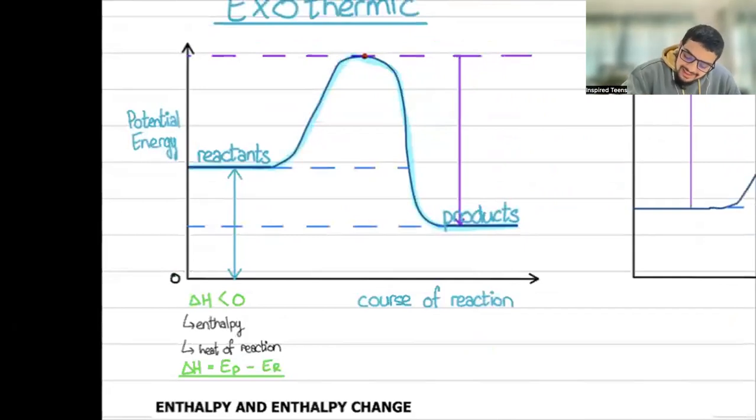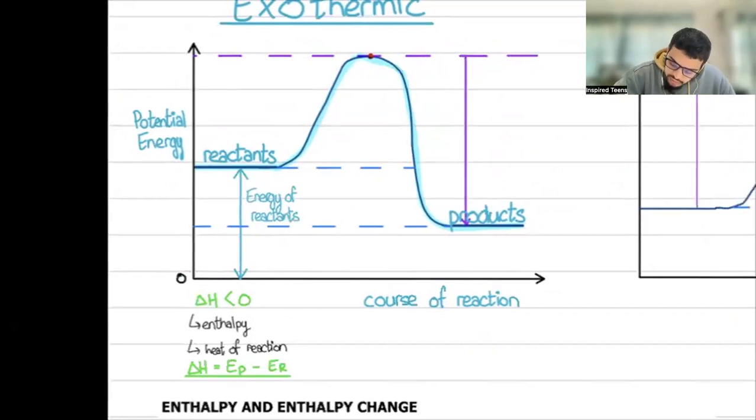Now, remember the y-axis reads what? The y-axis reads potential energy. So this value from the bottom all the way up to this line of reactants actually gives us what? Something that makes sense. The energy of reactants. And of course, from the bottom to this line, that gives us the energy of the products. Okay, that's the first thing.